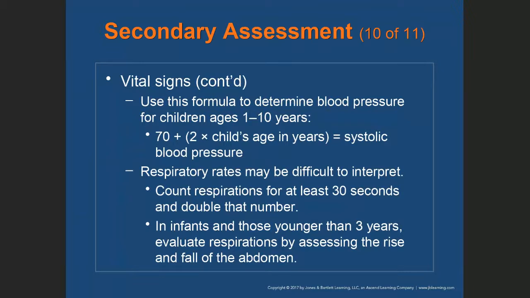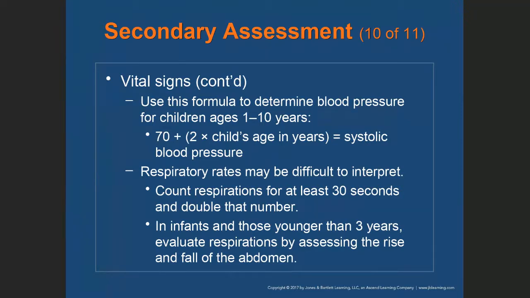Respiratory rates may be difficult to interpret. Count respirations for at least 30 seconds and double that number. So 15 can be used for adults, but we don't use 15 for the pediatric population. We use 30 for 1 minute. In infants and those younger than 3 years, evaluate respirations by assessing the rise and fall of the abdomen.